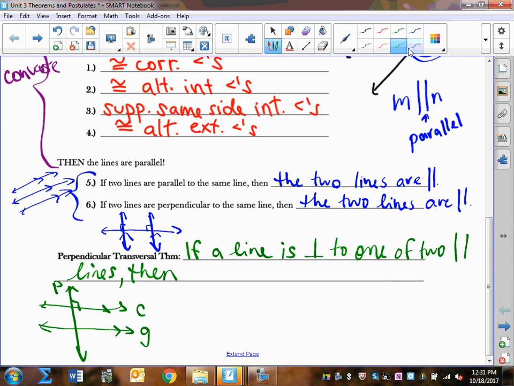Okay. So for our example here, P is perpendicular to C, and we also have C is parallel to G. So P is perpendicular to C, and C and G are parallel. Okay, then I want you to talk with the person behind or in front of you. What do you think your conclusion would be? It's a relationship between P and G.